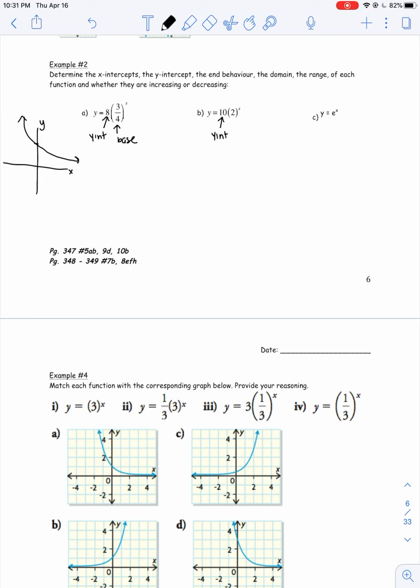My y-intercept is 10. This one, the base is e, so the value right in front of it, even if you don't see it, is a 1. So my y-intercept is 1.